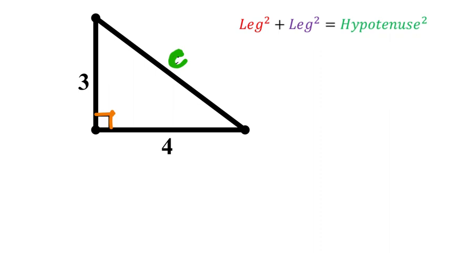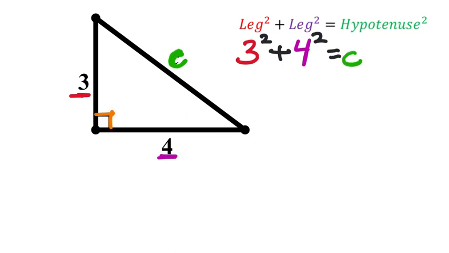So, we have two legs. This first one here, 3, that's a leg, so I replace the leg with 3. The other leg here is 4, so I replace that with 4. Now what I'm going to do is square both of those, add them together, and it will equal c to the power of 2 as well, because c is the hypotenuse. So this sets up the formula.